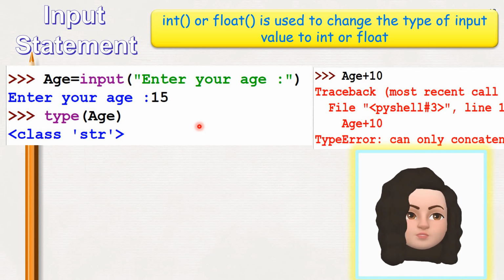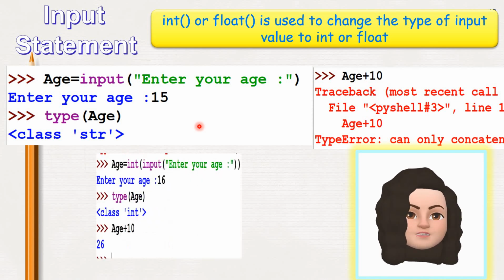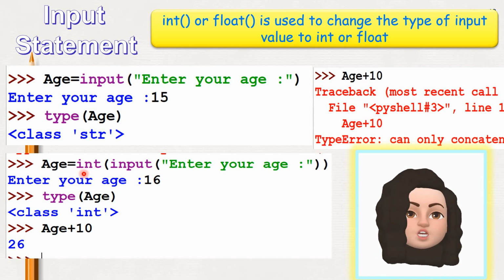So I am going to include the int function along with the input statement. So age is equal to int of input of "enter your age". You are prompted with the message enter your age, and the age is entered as 16. Now let's check the data type of this age. Type of age, it is int, because the string is converted into integer data type using the function int.